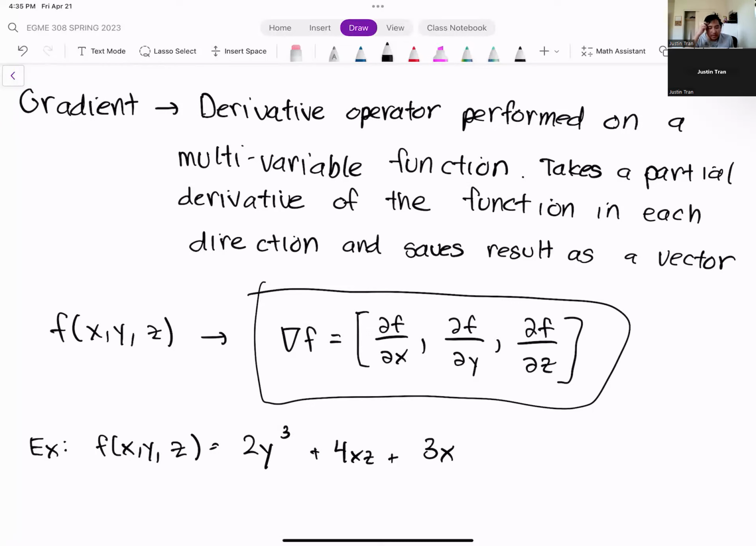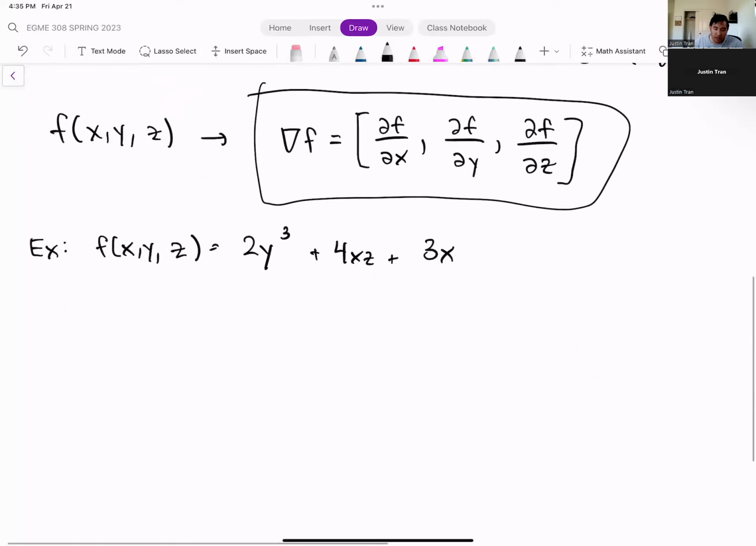Okay, so the gradient has a lot of uses and a lot of applications, and in fact, you're going to see the gradient in a lot of your, mostly thermal fluids courses, so you'll see it in fluid mechanics if you haven't already, and in heat transfer as well. The first application we went through was the directional derivative, right?